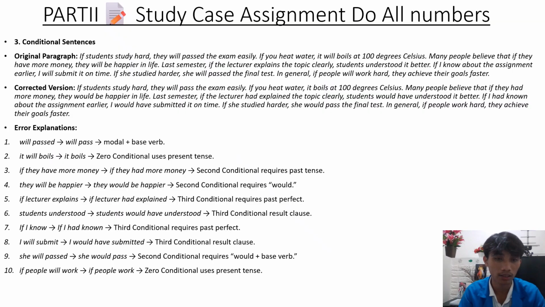9. She will pass, change to she would pass. Second conditional requires would plus base verb. 10. If people will work, change to if people work. Zero conditional uses present tense.